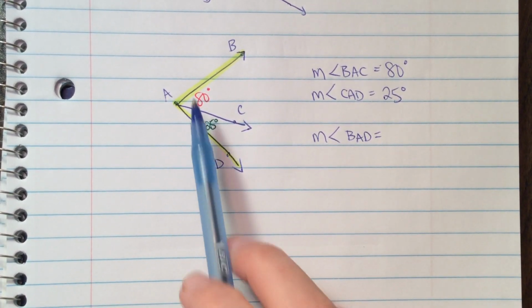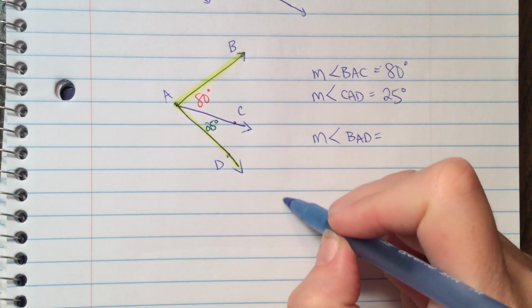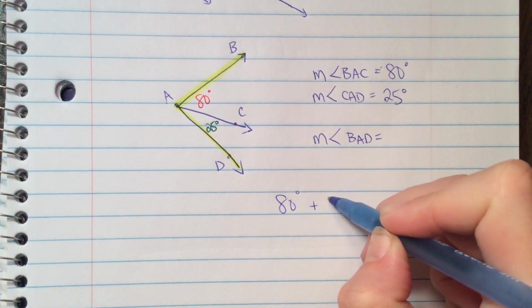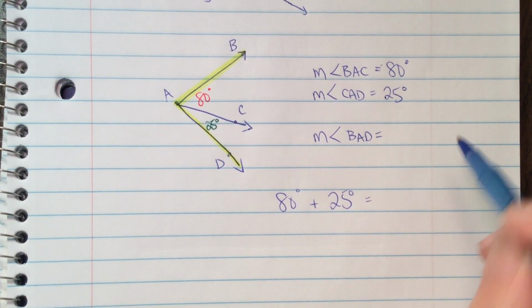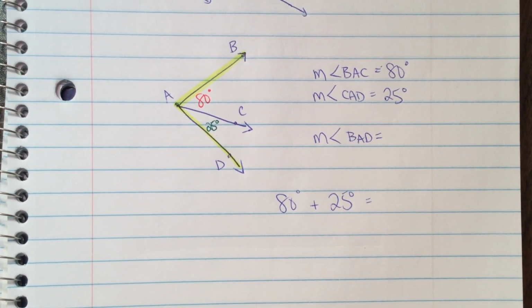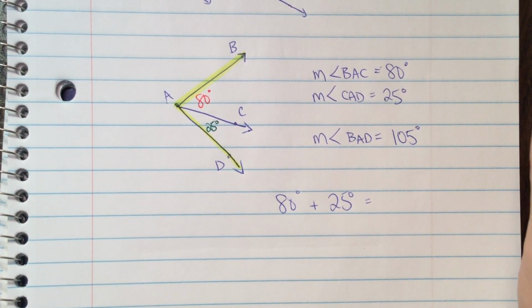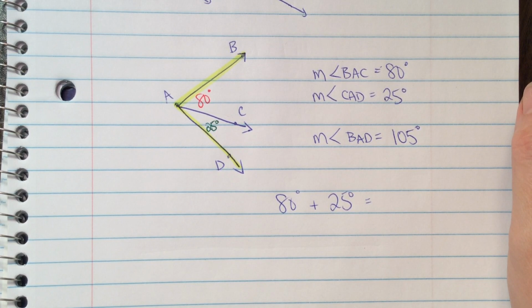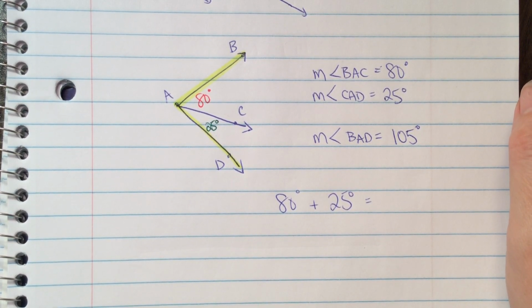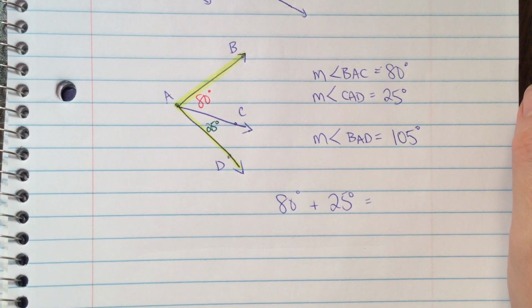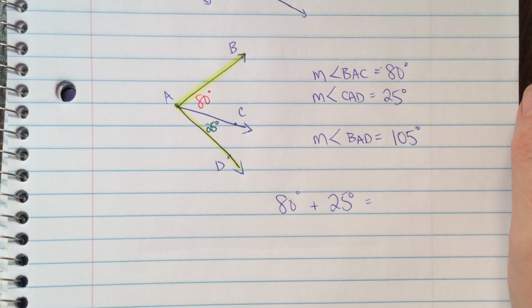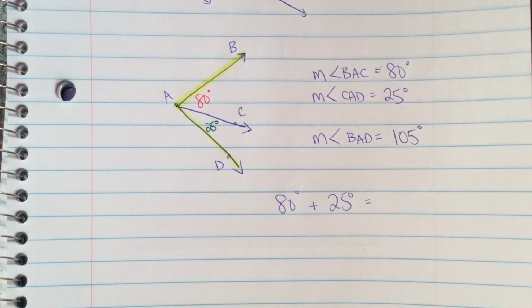So to do that, we're going to add the two smaller pieces together. So 80 degrees plus 25 degrees. That's really what we're looking for. Well, 80 plus 25 is 105. So the measure of angle BAD is 105 degrees. Let's try another one.